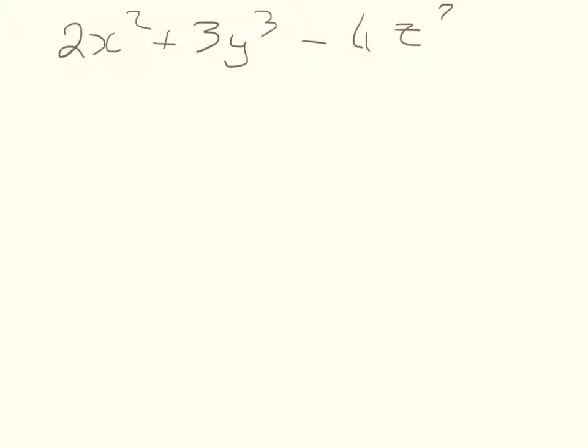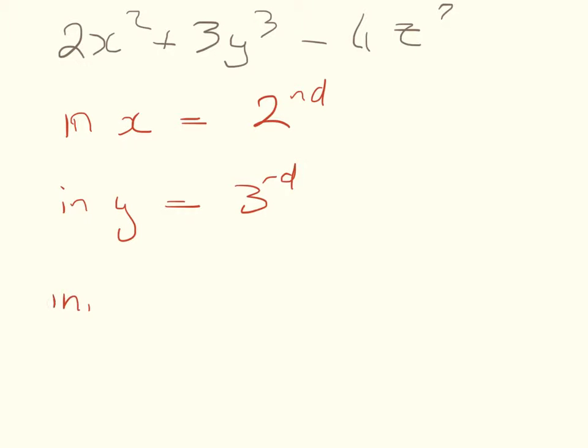Okay, so just remember, if we have this 2x squared plus 3y cubed minus 4z to the 7, and I ask you for the degree, well, what does that mean? Well, in terms of x, the degree would be a 2nd degree. In terms of y, it would be a 3rd degree, and in terms of z, it would be a 7th degree. Okay, so just make sure you read carefully and see which they are asking you for. Are they asking in terms of x, y, or z? And what variables does your polynomial contain?